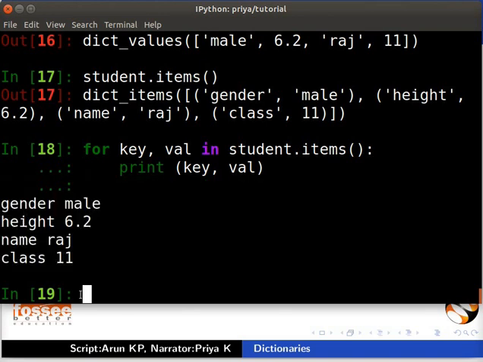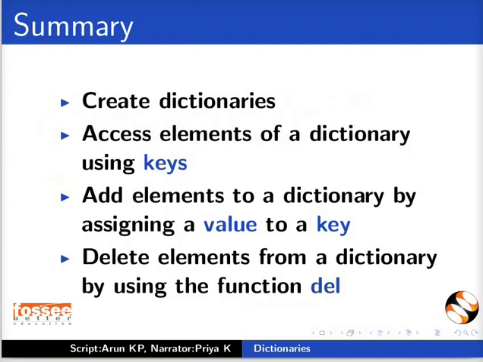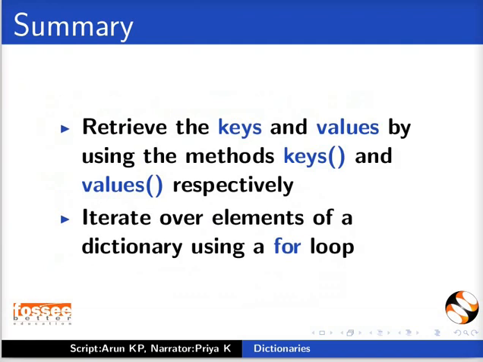This brings us to the end of this tutorial. Let us summarize. In this tutorial, we have learned to create dictionaries, access elements of a dictionary using keys, add elements to a dictionary by assigning a value to a key, delete elements from a dictionary by using the function del, retrieve the keys and values by using the methods keys and values respectively, and iterate over elements of a dictionary using a for loop.